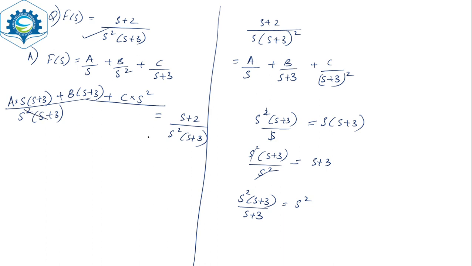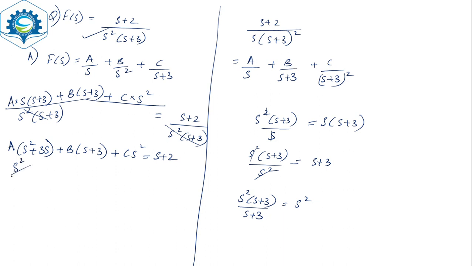Now your denominators are going to get cancelled, and I will just expand certain terms only. I'm just going to multiply the s over here with this function over here. So you get a s square plus 3a s plus b into s plus 3 plus c s square is equal to s plus 2. Now you can start comparing the coefficients.